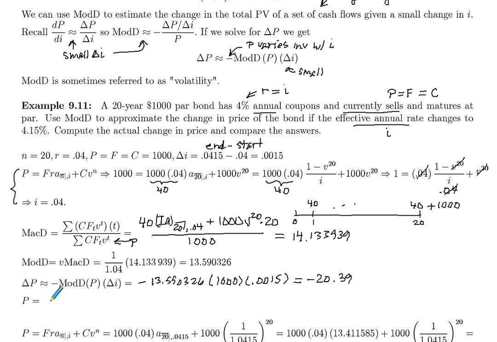Okay, so our price approximation here is approximately equal to, it was at 1,000 when the effective rate was 4%, and we're going to subtract off a decrease in price of $20.39, and that puts our price at $979.61. Okay, so that's the answer to the first question here. Use the modified duration to approximate the change in price of the bond, and we've actually got the new price. And then we're going to compute the actual change in price and then compare the answers.